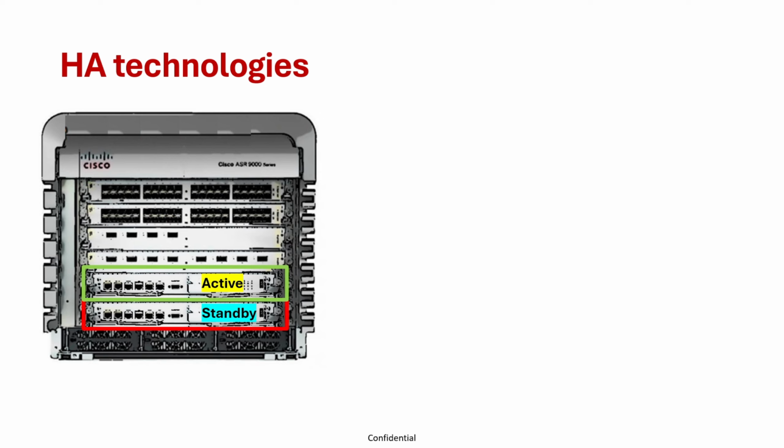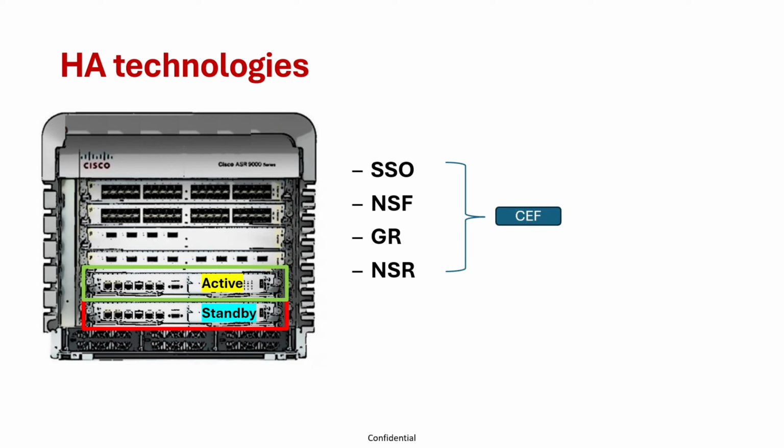These high availability technologies help us to keep forwarding packets non-stop even during the RP switchover. And these technologies are SSO, NSF, GR and NSR. These technologies are to be used in conjunction with each other. You cannot just enable SSO or NSF. You have to use them in combination. They are like a puzzle. These technologies rely on Cisco Express Forwarding or CEF entries in the FIB, so packets don't get dropped while the routing protocol re-establishes the adjacencies.